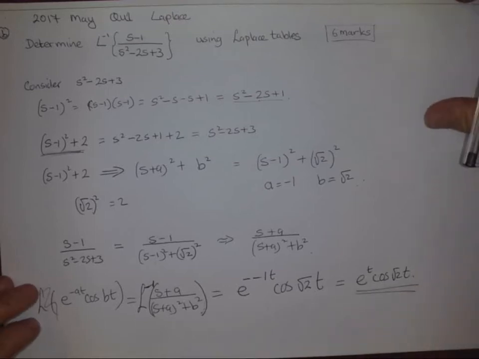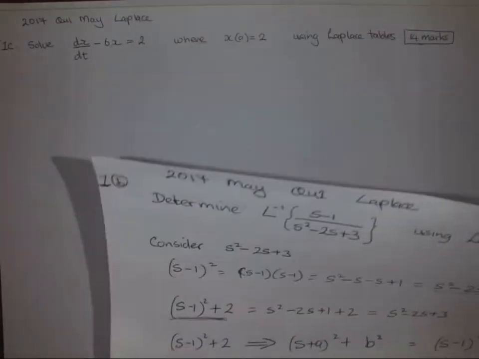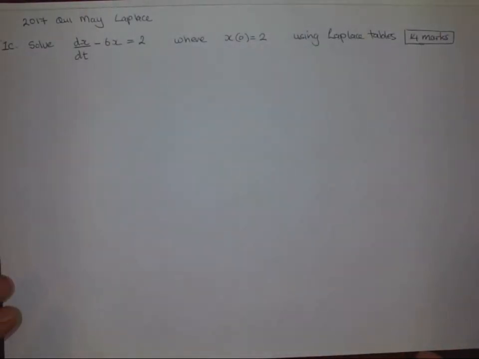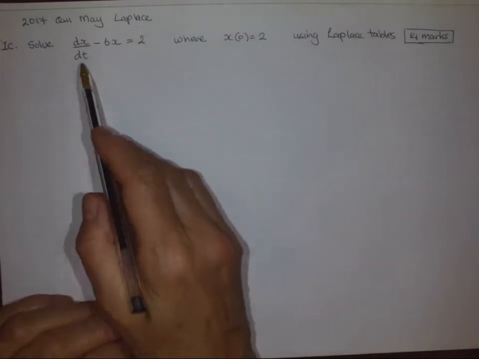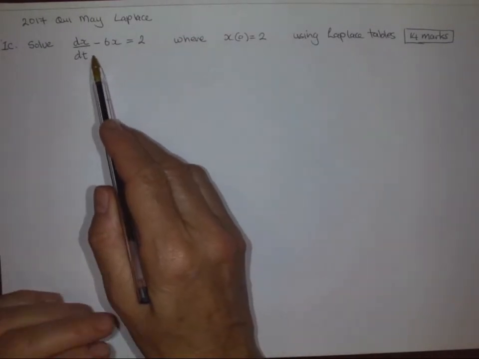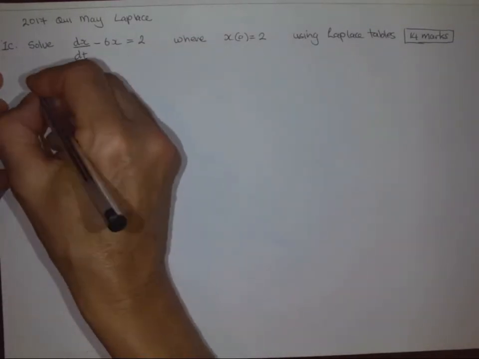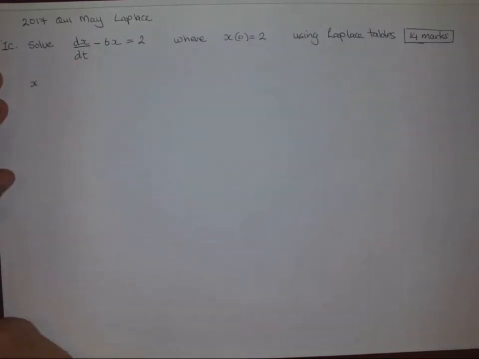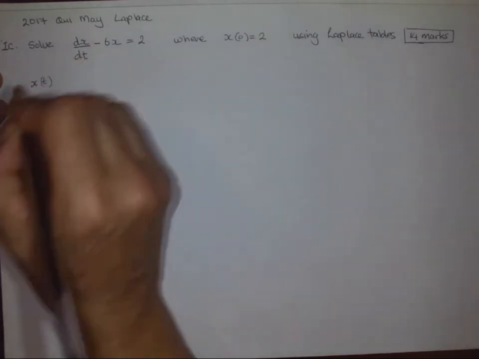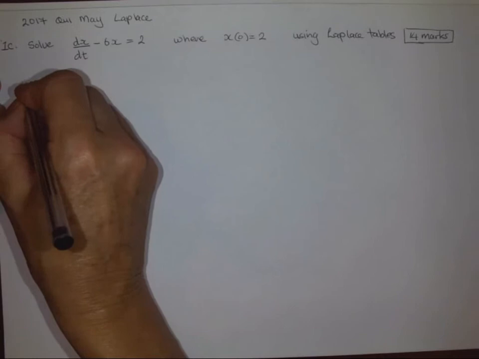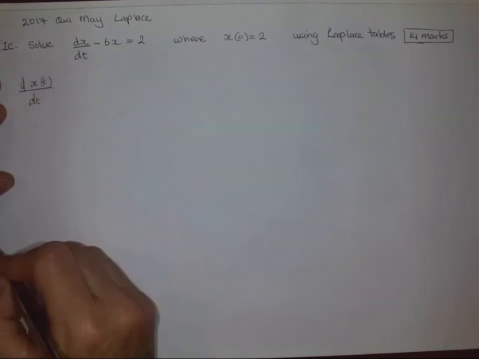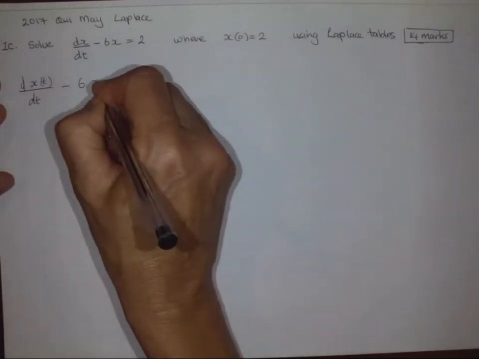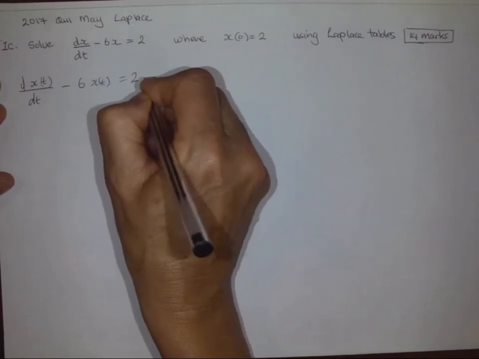Okay, so now we're on to part 3, or part C. So part C is quite a long part. You have to solve this first order differential equation. A couple of things I'd like to say. First of all, that x is actually a function of t, so it can be written as x of t. This could be written as d on dt of x of t minus 6x of t equals 2.